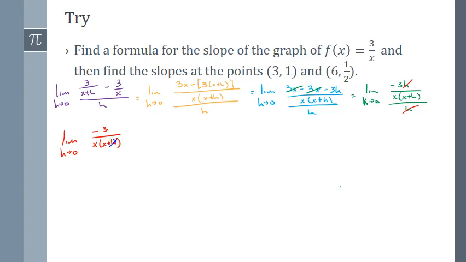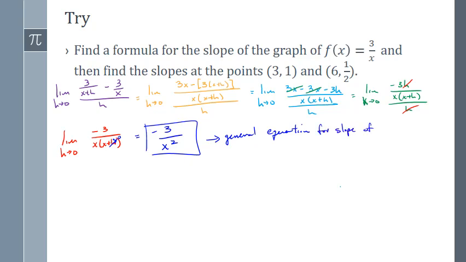When h goes to 0, I'm left with negative 3 over x squared. So that is my general equation for the slope of a tangent to f of x at any point.